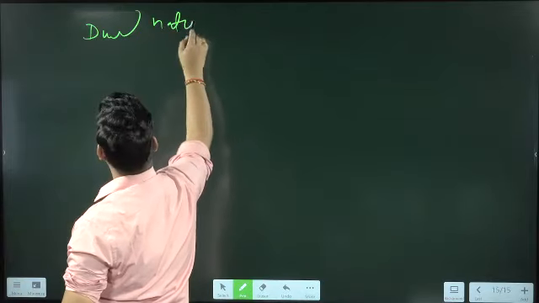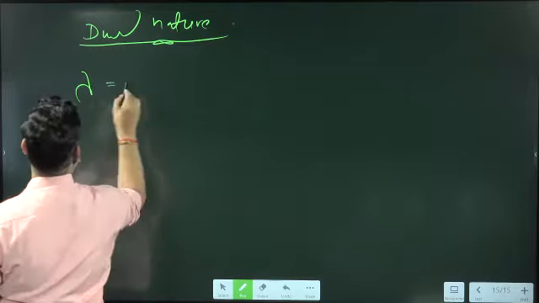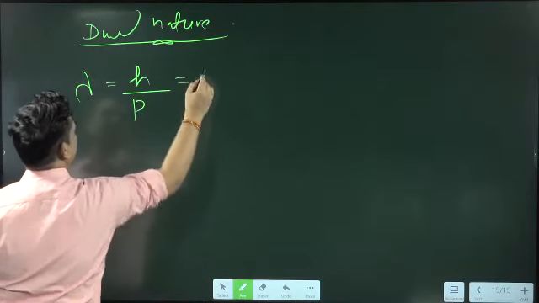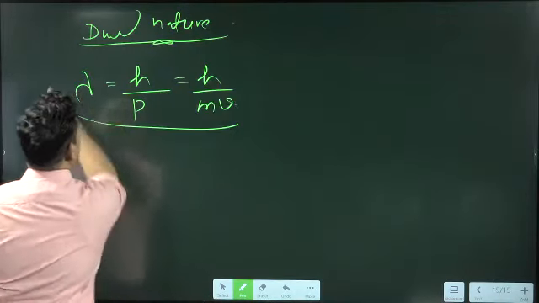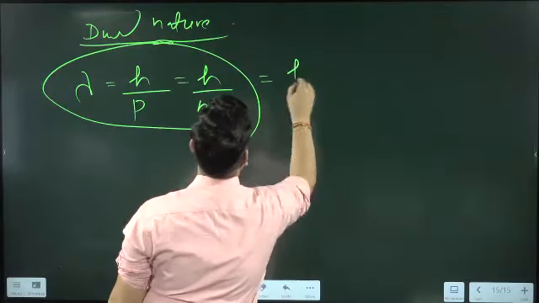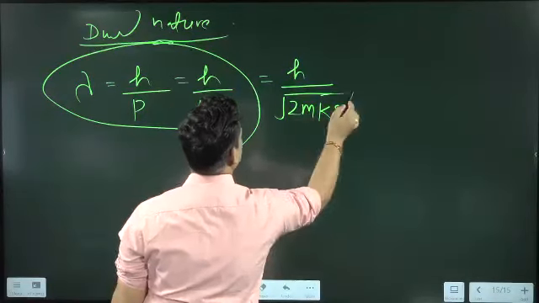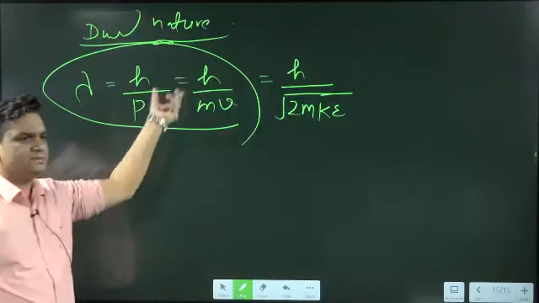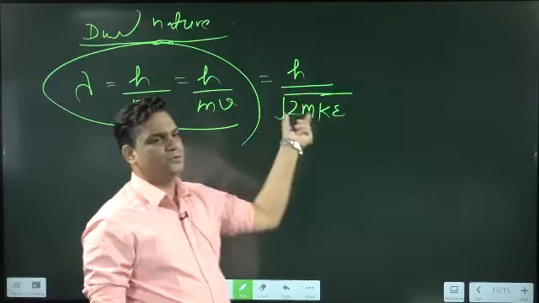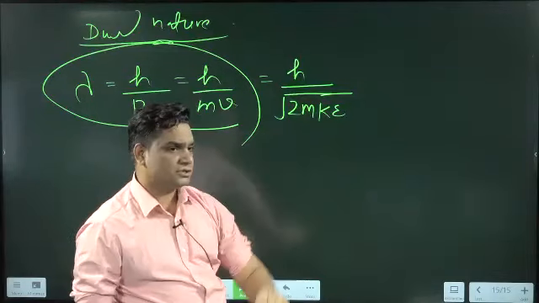For the dual nature, we can say in this one, lambda equal to H by P or H by M into V. This is the only formula here. MV, everyone can say that this is the root of 2MKE also. Yes, we can say root of 2MKE. Lambda equal to H by MV and H by root of 2MKE. Kinetic energy, we can write in terms of voltage.